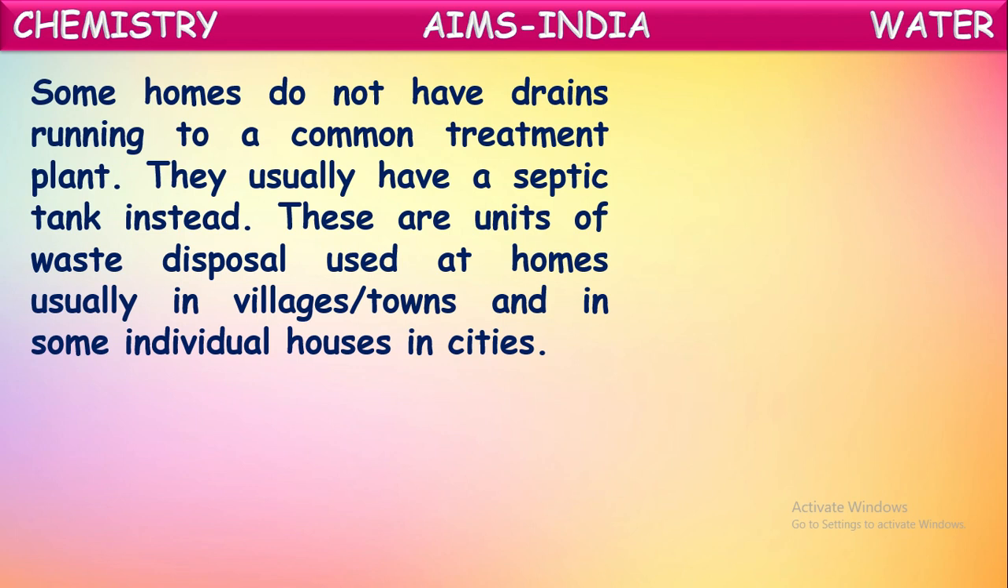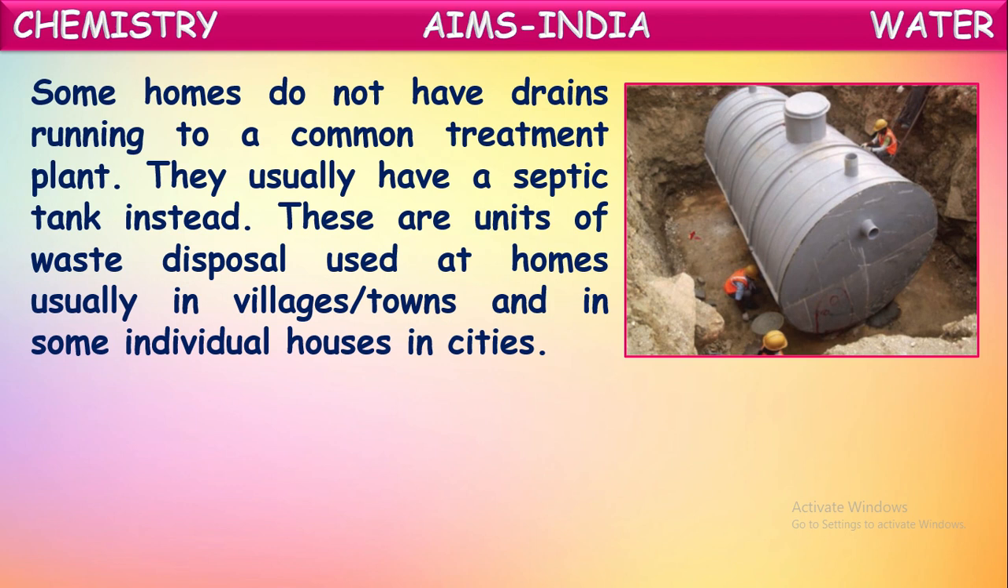Some homes do not have drains running to a common treatment plant. Then they use septic tanks. What happens? In some homes there will be no drainage system. Then they use these septic tanks. These are units of waste disposal used at homes, usually in villages, towns, and in some individual houses in cities also. A septic tank is used for collecting waste materials where there are no proper drainage systems in those areas.